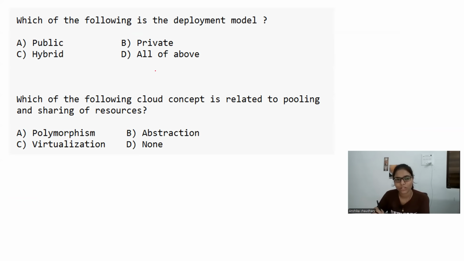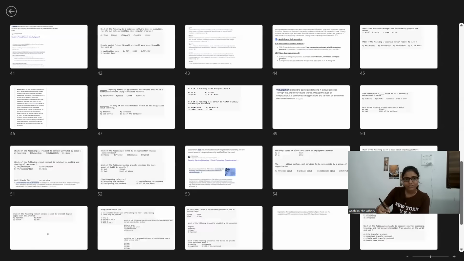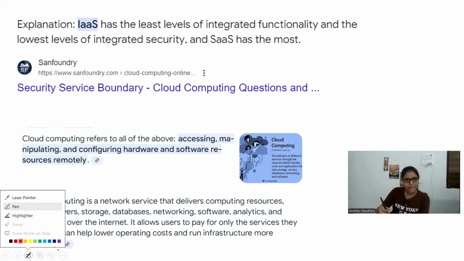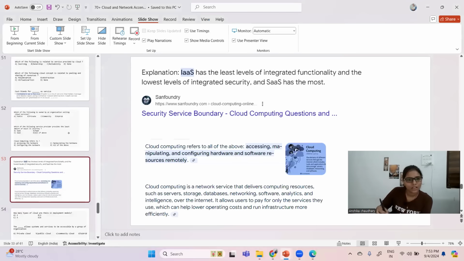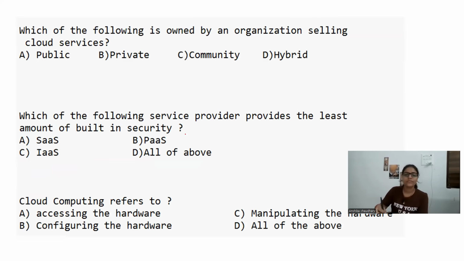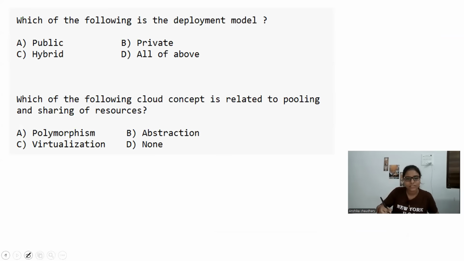Which of the following is the deployment model? Public, hybrid, private, or all of the above? Just let me check for it. It is asking which of the following is owned by an organization selling cloud service. I think the question has changed. Let me check. Yes, the question has changed. This was the question: which of the following is the deployment model? Public, private, hybrid, and all of the above. All of these are deployment models: public cloud, private cloud, hybrid cloud, community cloud.